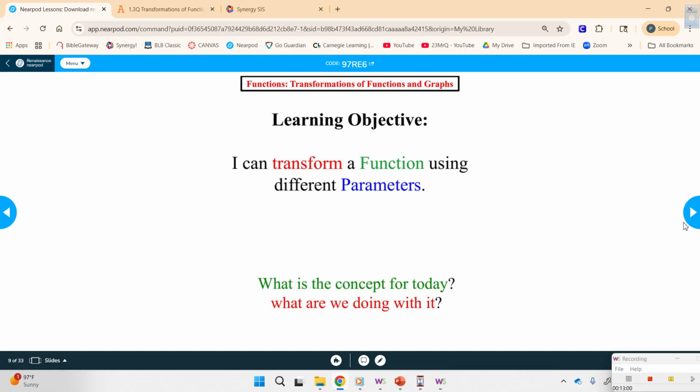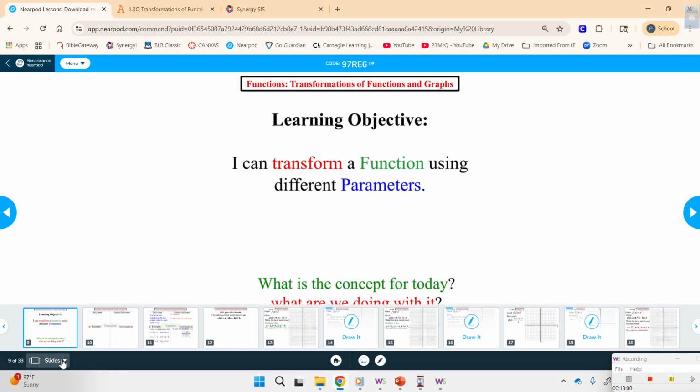For today, let's do this. Instead of a blank sheet of paper, write the objective at the bottom left of your graph paper, because we're going to be graphing a lot. You're like, what left, Mr. Q? Doesn't matter. Just write it on the graph paper somewhere. I can transform a function using different parameters.